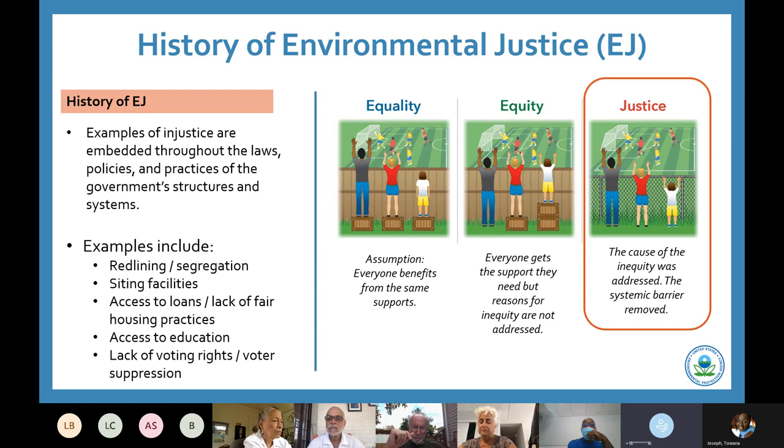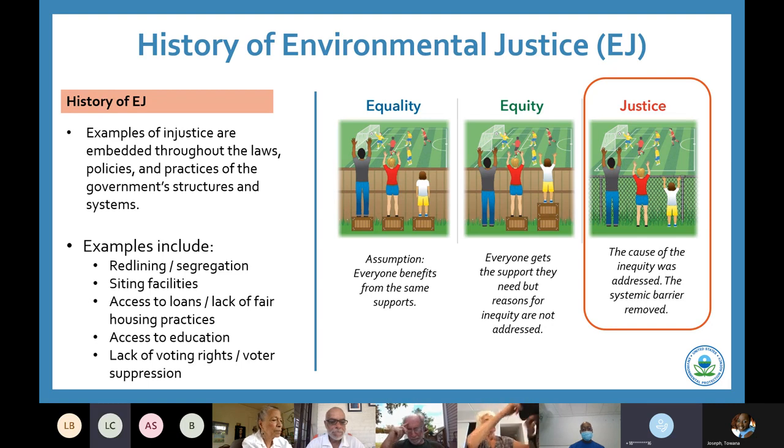Under equity, everyone gets the support they need, but reasons for inequity are not addressed because others may feel like, oh, I didn't get something, but they're just trying to make everyone equal. Under justice, the cause of the inequity was addressed, and the systemic barrier was removed. So everyone gets to watch the game. And I want to turn it over to Lance to add a little bit more to that slide.